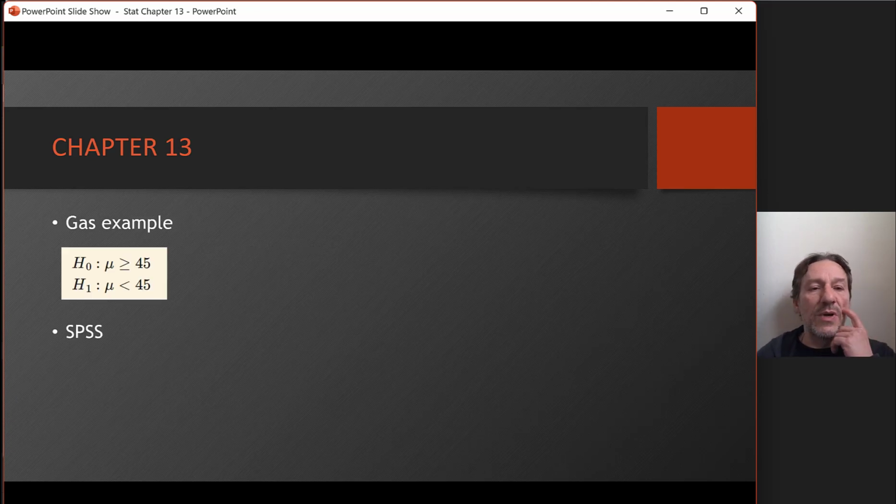There was an example in the book. I think it was for gas mileage. They were saying that cars' gas mileage, they were guessing it should be about 45. And so we got a sample to see if our cars were getting 45. The book kind of did something weird. It started off as a one-tail and then it switched to a two-tail. I don't remember the exact thing, but this is written up as a one-tail, essentially.